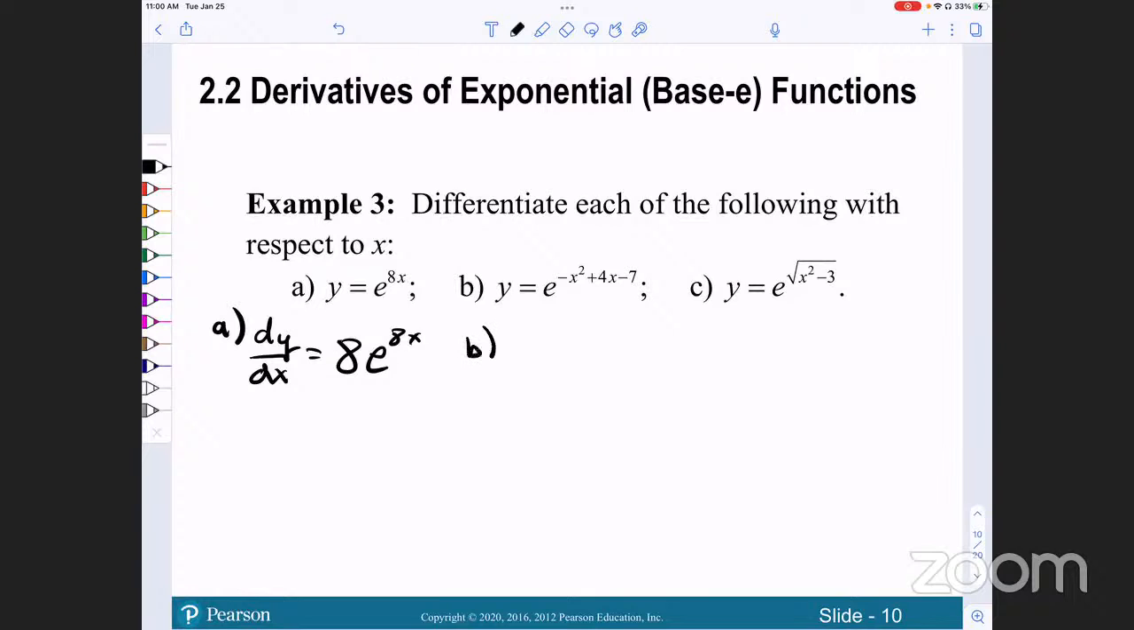I'll work part B here. So then our dy by dx, let me see. The derivative of e is itself. So we're going to have e to the power of negative x squared plus 4x minus 7 times the derivative of that exponent. That's going to be negative 2x plus 4, right? And I think the last term, the derivative of a constant is 0. I'm going to leave it there.